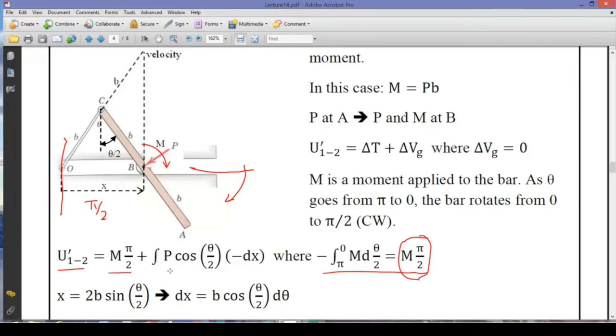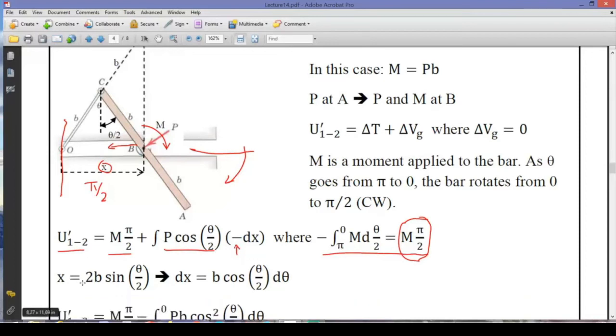The other term here is about the non-conservative force. This is our force direction, the component of P force along the horizontal. And although the force is to the left, x is defined, the displacement is defined to the right in our calculations. Therefore, we have a minus sign due to the opposite direction of the force and displacement. And we already said that this x can be calculated as a function of theta.